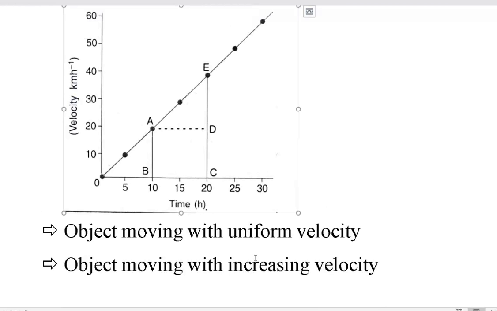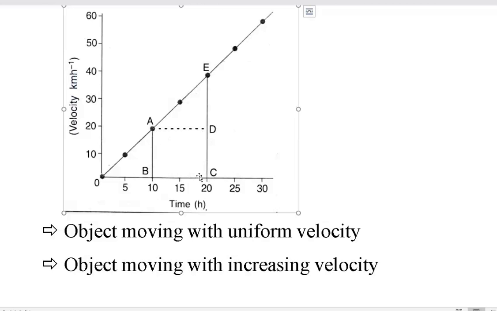So, when the object is moving with uniform velocity, let's say here it is 20 km per hour at every given time. It means the time is changing but the velocity is remaining the same, that is 20 km per hour. We know that displacement is the product of velocity and time. So here AB is velocity and BC is actually the time taken.